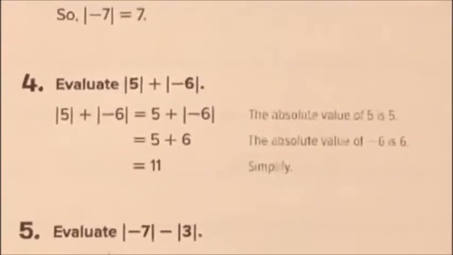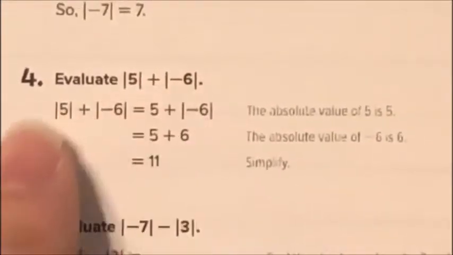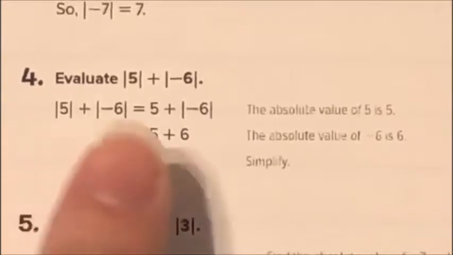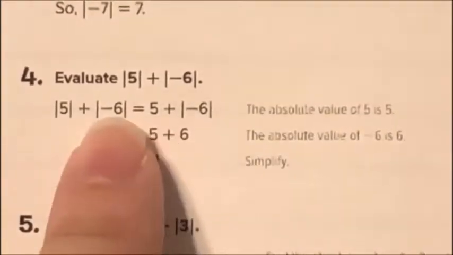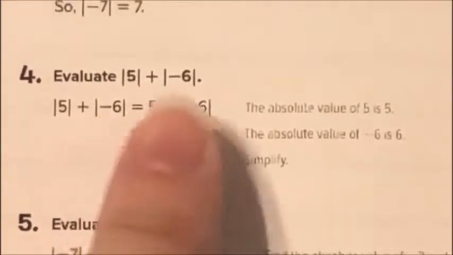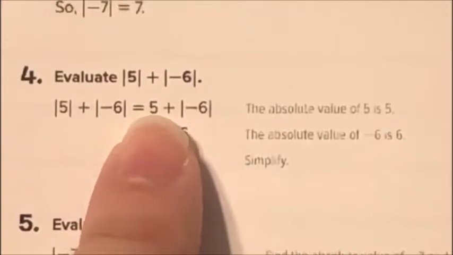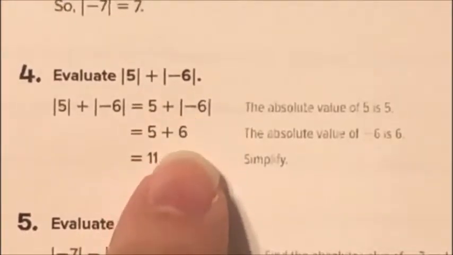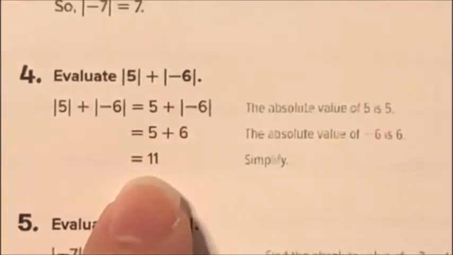Number 4, evaluate the absolute value of 5 plus the absolute value of -6. So the absolute value of 5 is 5. The absolute value of -6 is 6. So 5 is 5 units from 0. Negative 6 is 6 units from 0. So 5 plus 6 equals 11.